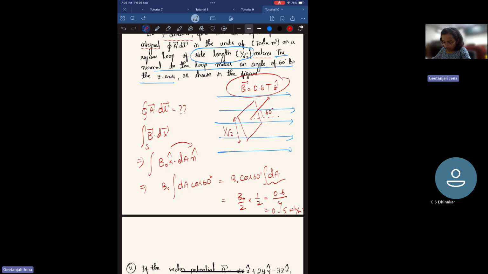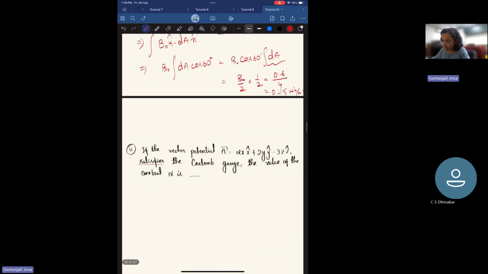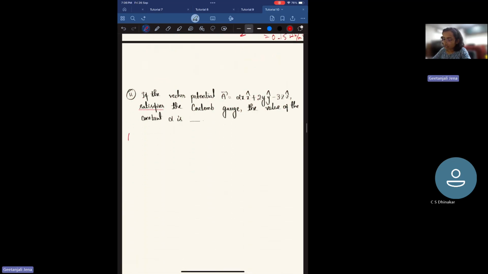Okay, good. Let us see our next question. This question is also easy. Calculate it and let me know the answer. So there is a vector potential A, which is alpha x k plus 2y k minus 3z k, and it's given that it satisfies the Coulomb gauge. For this to happen, what will be the value of alpha?